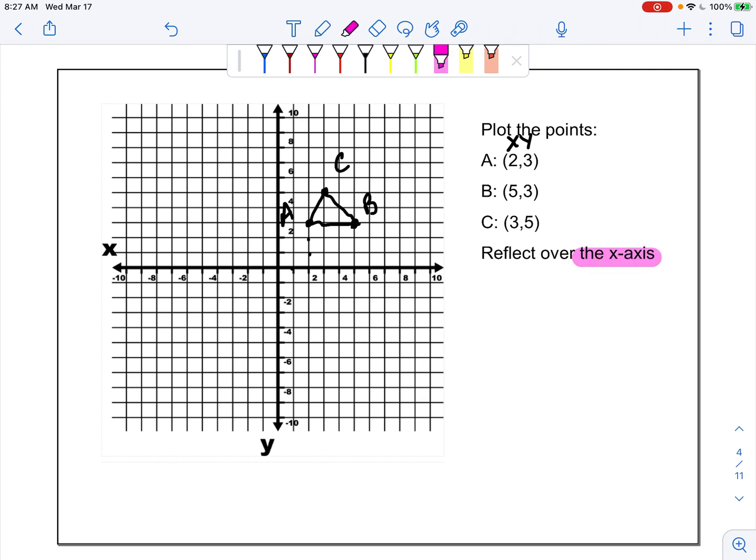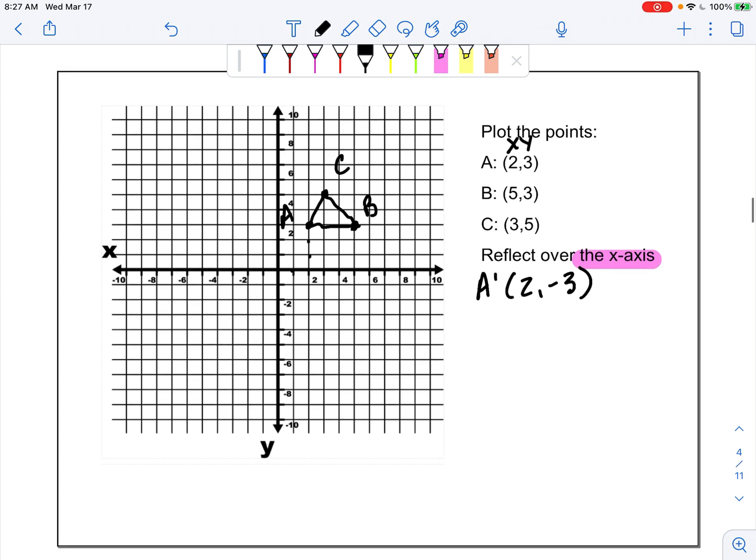And if I wanted to write these out, my A prime would be 2, -3, because now instead of being up in the quadrant 1, it's actually going to be in quadrant 4. So B prime is 5, negative 3, and C prime is 3, negative 5. So I'm going to go ahead and do that. I'll do that in a different color.